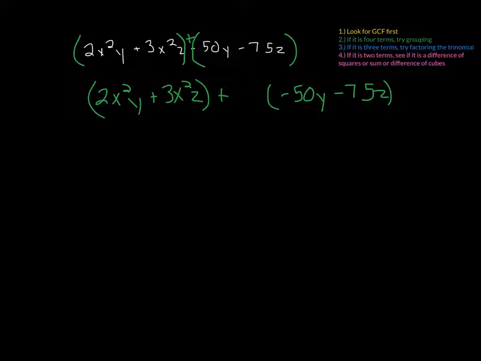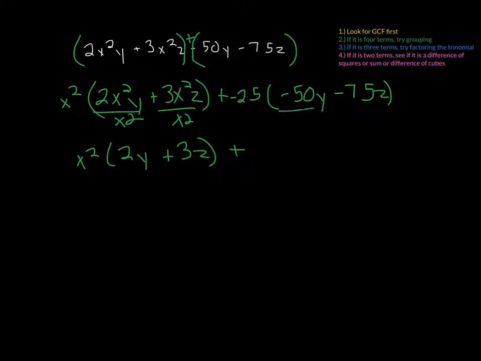So in this first group, they both have an x squared in common. So that gives you 2y plus 3z. And then over here, the next group, they have a negative 25 in common. Notice I divided by negative since they're both negative. And that leaves you with 2y plus 3z.